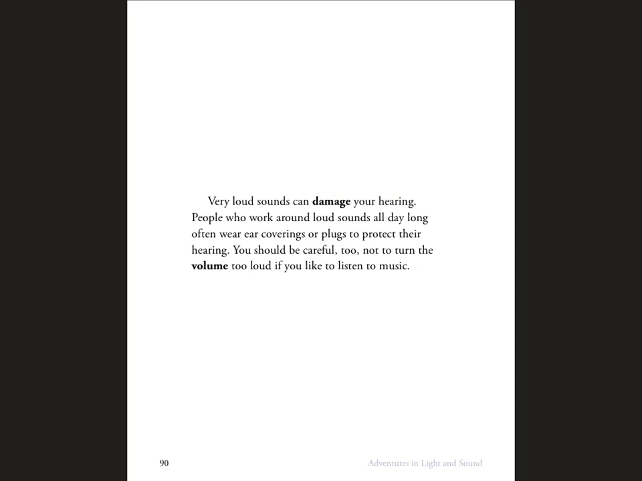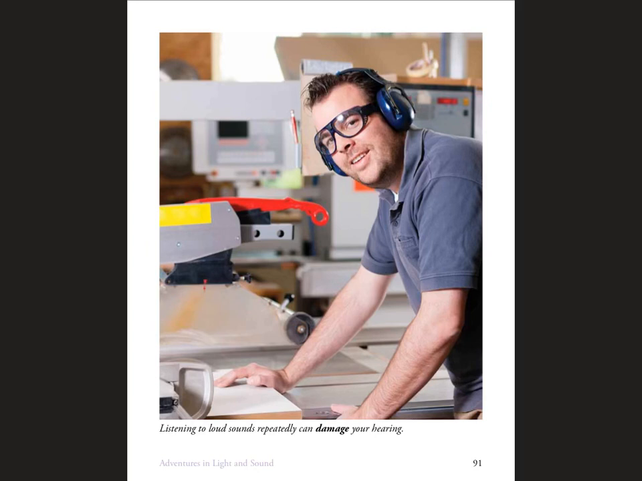Very loud sounds can damage your hearing. People who work around loud sounds all day long often wear ear coverings or plugs to protect their hearing. You should be careful, too, not to turn the volume too loud if you like to listen to music. Listening to loud sounds repeatedly can damage your hearing.